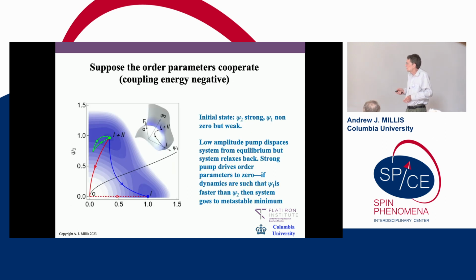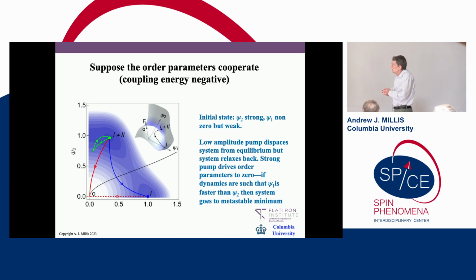But you can see what happens. Now, there's another related thing you can do. Suppose that the order parameters cooperate, so the coupling energy is just slightly negative. All right? So that means that the favored state in equilibrium is one which is not just order parameter 2, but has a little bit of order parameter 1. That's the situation in this cuprate material, where you have strong spin and charge stripe order and weak superconductivity. All right? Then you can play exactly the same game.